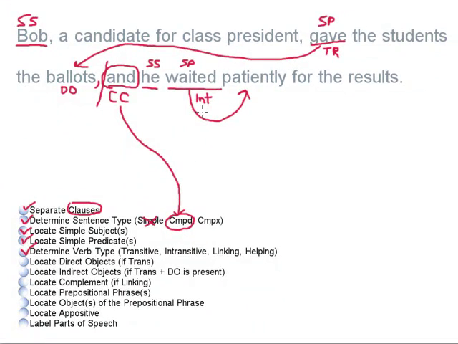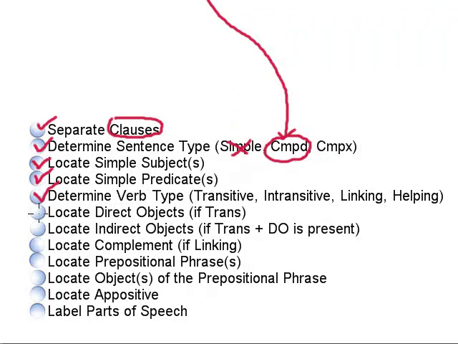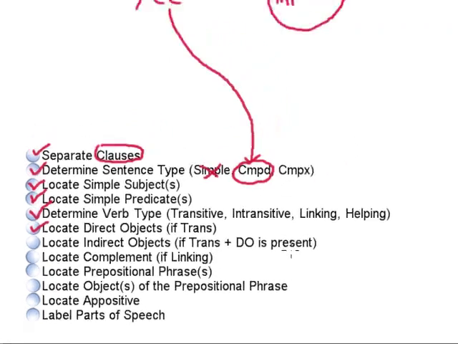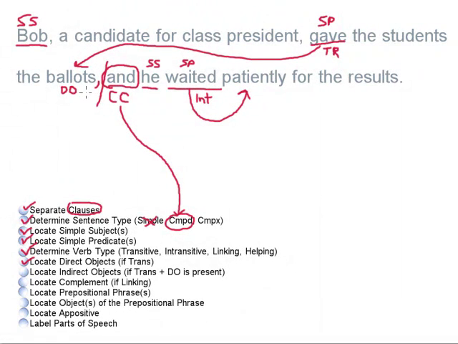So we've got transitive verb, intransitive verb. Locate the direct objects, right? If transitive. So we only have one transitive verb, and we did determine that it has a direct object. So that's easy enough. Locate the indirect object if trans and the DO is present. So the indirect object is who or what is receiving the direct object.